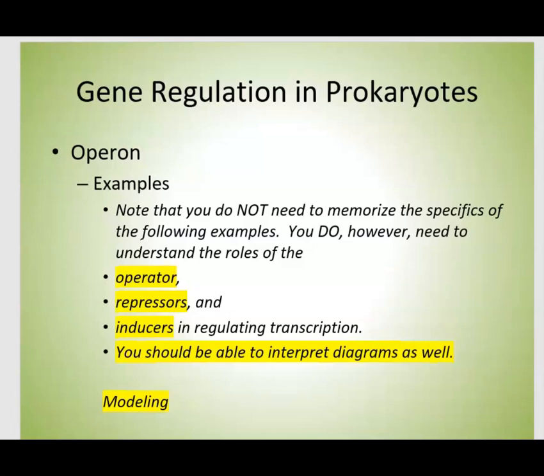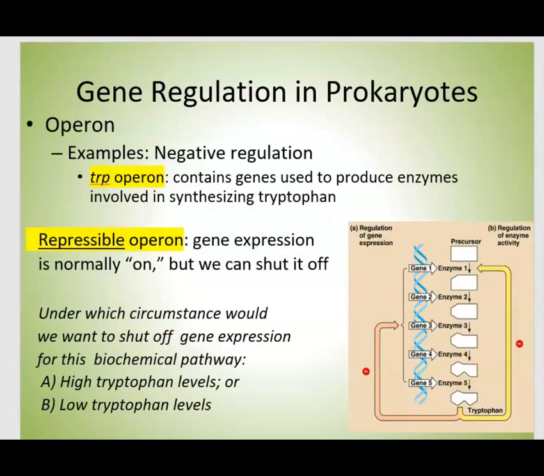Here's what's going on. Okay, the trp operon is a repressible operon, which means it's normally, quote unquote, on. And remember, the job of this operon is to synthesize tryptophan. Okay, so it's normally turned on. So if we think about it, when would we want to shut it off? Like, what would be the signal for shutting off expression of this operon? Well, if its job is to make tryptophan, we would like it turned off if we already have high tryptophan levels, because we don't need to make more tryptophan if we already have a lot of tryptophan.